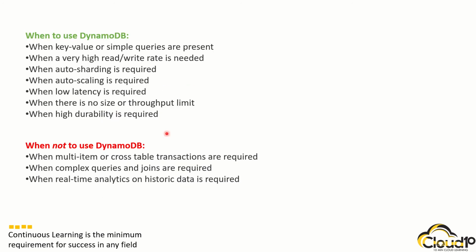So basically, as DynamoDB is mostly managed by AWS, a lot of things like auto sharding and auto scaling are taken care of by AWS itself. So that is the greatest benefit of using DynamoDB, and it is mostly preferred when your data is stored in a key-value format, or simple queries are present. Or it is also helpful when your application demands a high read or write rate.